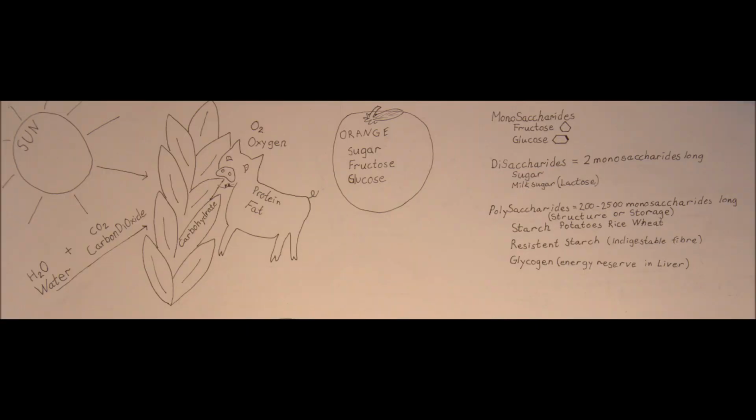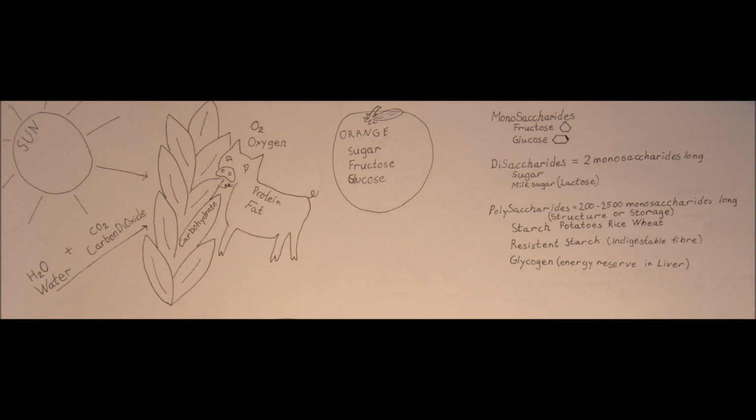In the beginning there was the sun, water and carbon dioxide. These three made carbohydrates in the wheat. The wheat was eaten by the pig, and the pig made protein and fat. An orange tree took the sun, water and carbon dioxide and made sugar in the orange. There are three types of sugar: sugar, fructose and glucose.